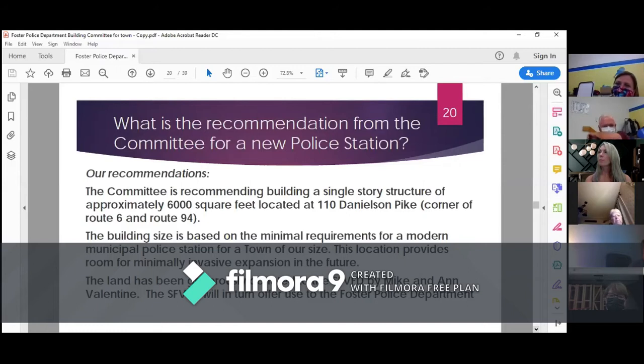Down considerably, obviously, from the 10,000 square feet one before. And that'll be located on the corner of Route 6 and 94, which is known as the old Backdrop Cafe for anybody who's been in town. I must have missed this. The building size is based on really the minimum requirement for a modern police station in a town of our size. And what's nice about that location, a lot of things nice about that location, but to expand on that, the building is really minimally invasive on that property as opposed to out on the hill behind the current police station, which was our original site, right?